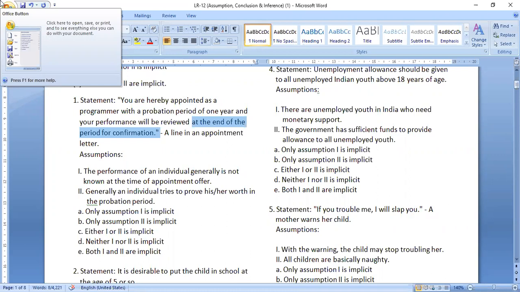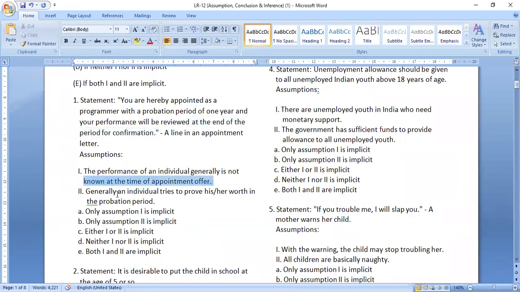Individuals try to prove their worth during the probation period, because if they don't do this, I think that is implicit too. But sir, it doesn't apply to all individuals, right? There could be a few individuals who don't actively try to prove their worth. It's a universal assumption, right? It's not a conclusion, so we can assume it. It has to be a universal truth, whichever is following assumptions.